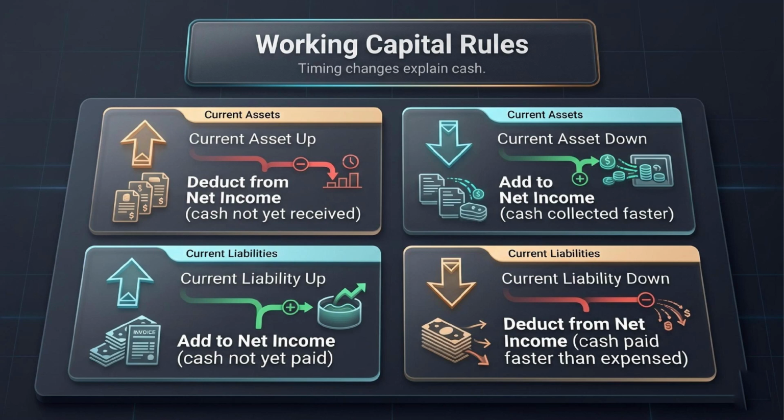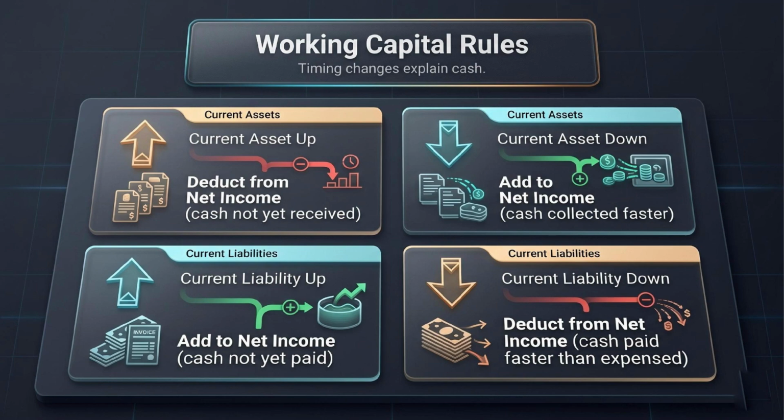Working capital rules explain the timing difference between accrual income and operating cash flow under the indirect method. If a current asset increases, deduct it from net income because cash is tied up. If a current asset decreases, add it because cash has been collected or released. If a current liability increases, add it because an expense has been recognized but not yet paid. If a current liability decreases, deduct it because cash has been paid for an earlier obligation.